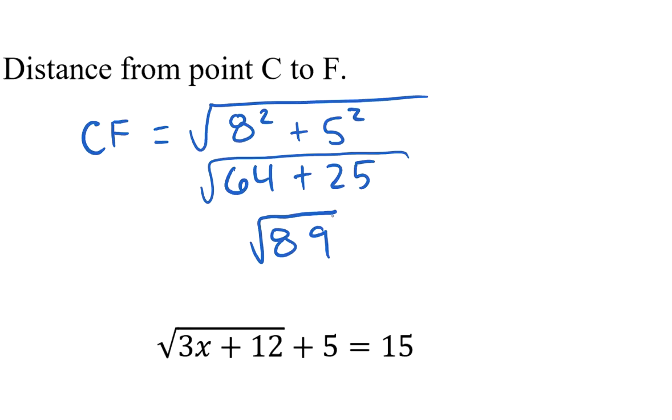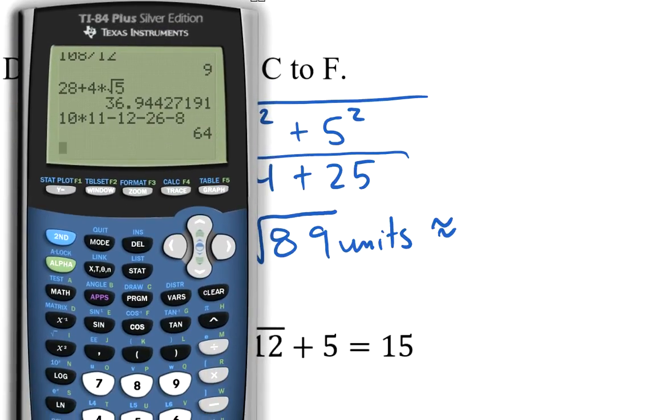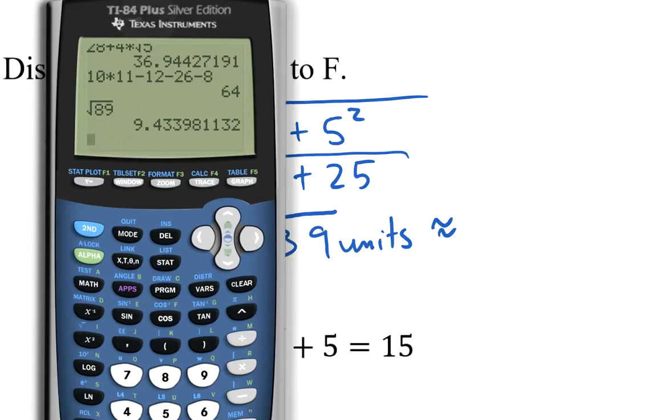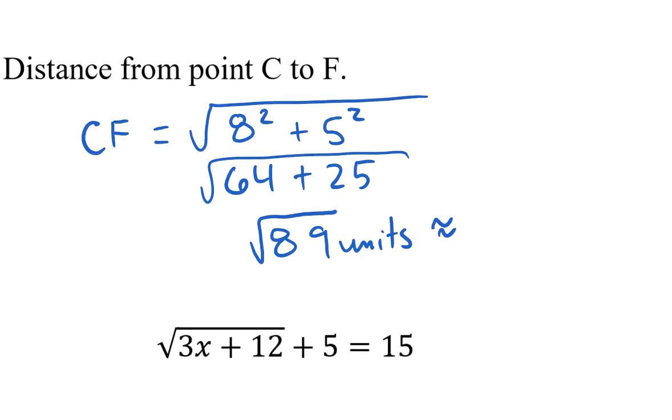So I'm going to write this as an approximation also. These are units. And as an approximation, I have no idea what the square root of 89 is. Second square root 89. It's about 9.4. Okay, so I'm going to write about 9.4 units.